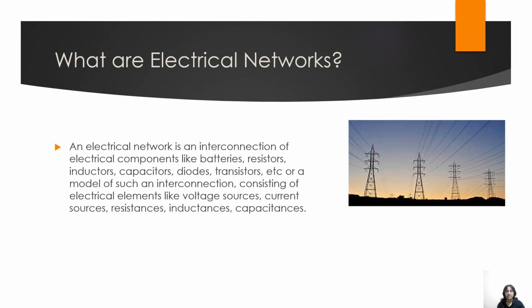What are electrical networks? An electrical network is an interconnection of electrical components like batteries, resistors, inductors, capacitors, diodes, transistors, etc. or a model of such an interconnection consisting of electrical elements like voltage sources, current sources, resistances, inductances and capacitances.